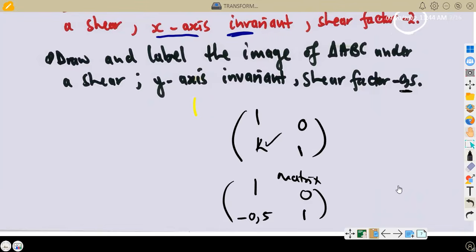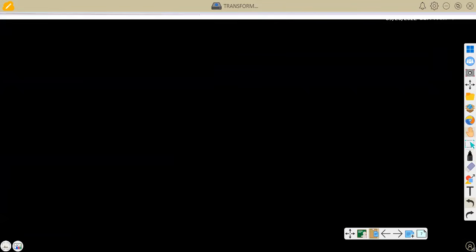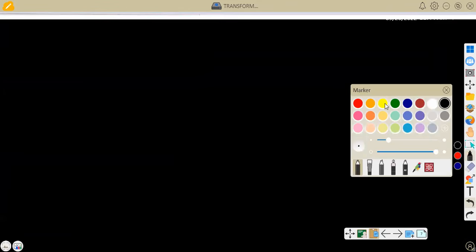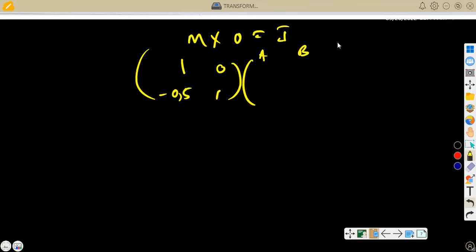But knowing that the matrix by the object should give us the image, I'm just going to do the calculations here. All right, so we need our matrix. That is matrix times object equal to image. And we said it's (1, -0.5; 0, 1) times the object, which is ABC.